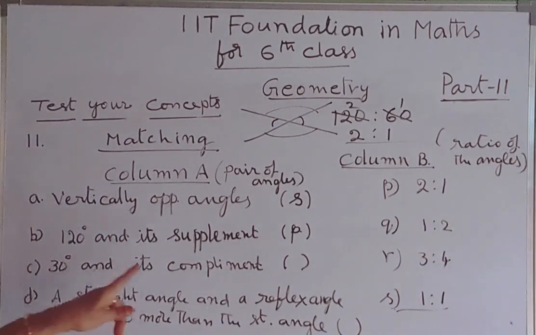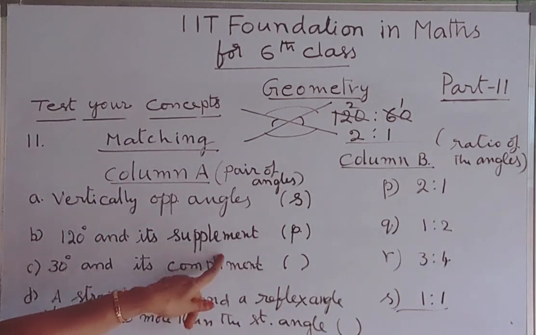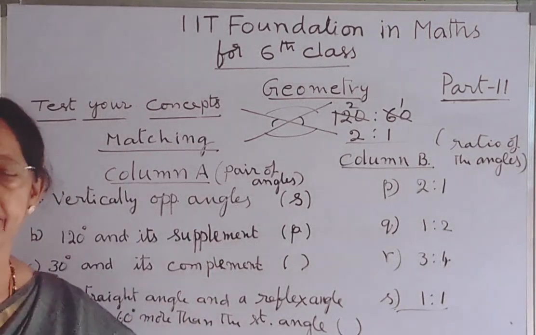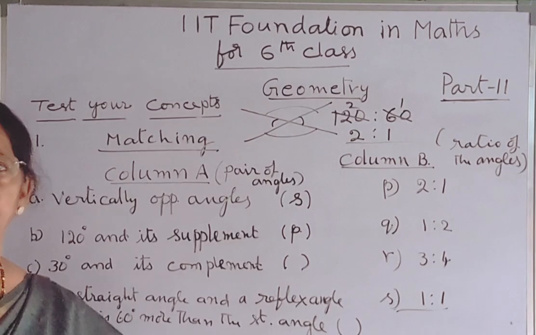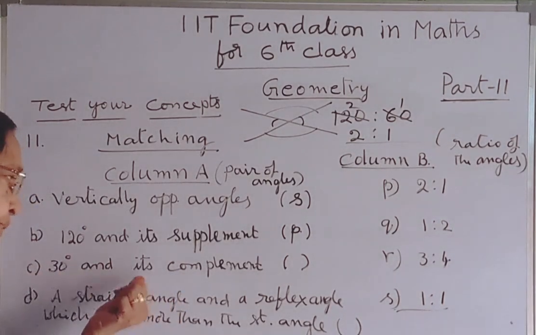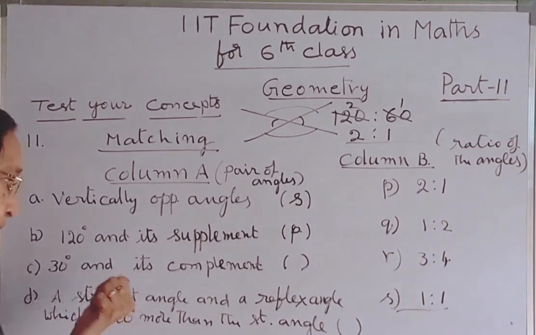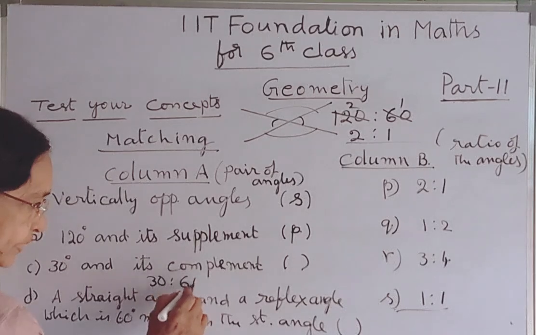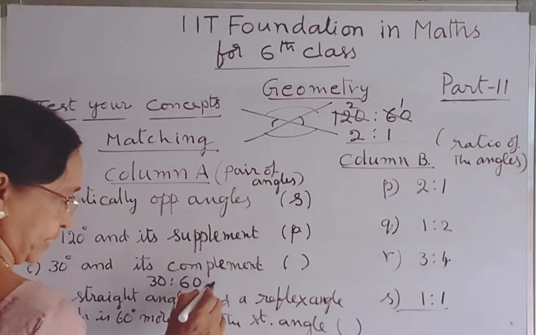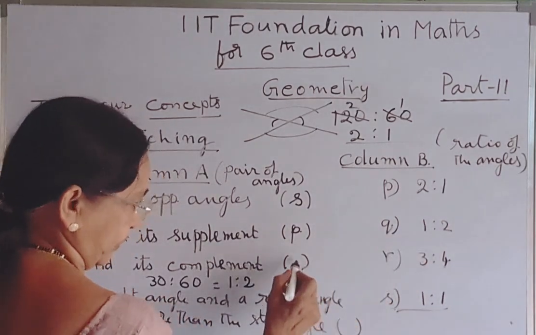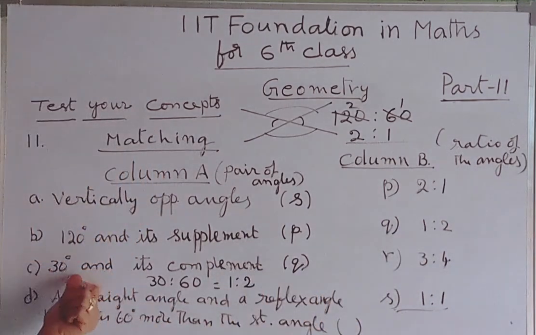Next, 30 degrees and its complement. Two angles are said to be complementary when the sum is 90 degrees. So its complement will be 90 minus 30, which is equal to 60. Therefore, 30 and its complement 60. The ratio is 30:60, that is equal to 1:2. So the ratio of 30 degrees and its complement is 1:2, Q.